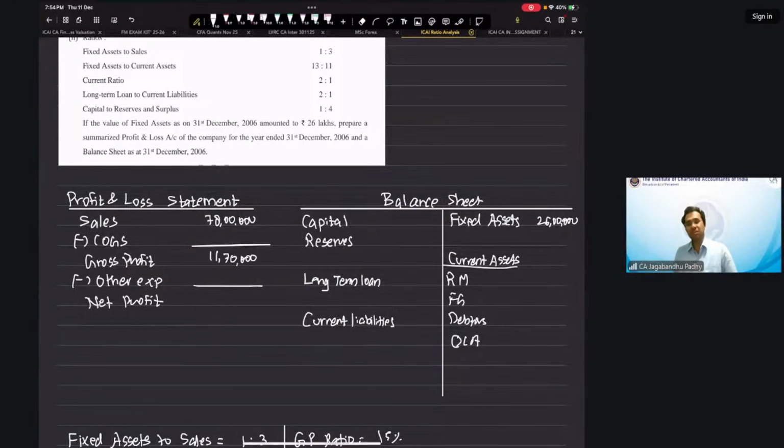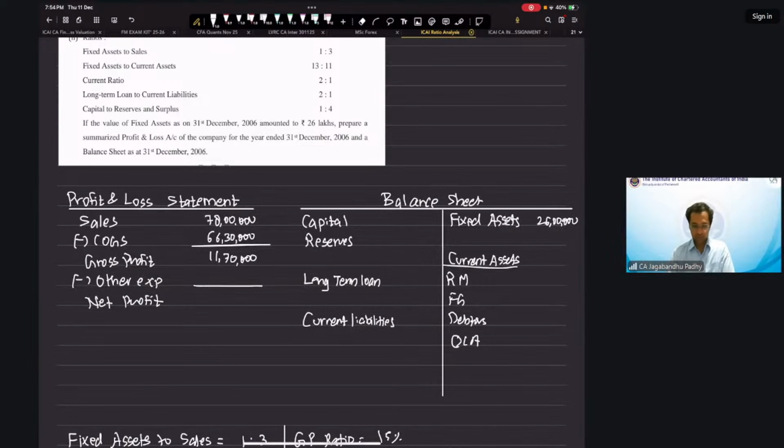Of course, what will be the COGS then, guys? Cost of goods sold will be the difference between them. What's the COGS number? 66 lakh 30,000. So COGS is 66 lakh 30,000.